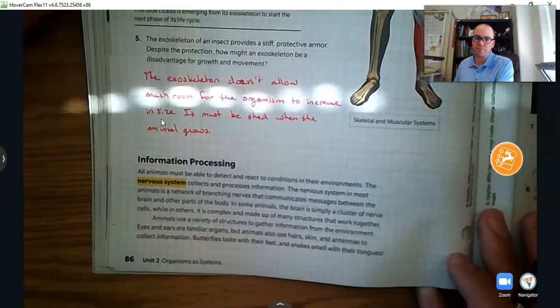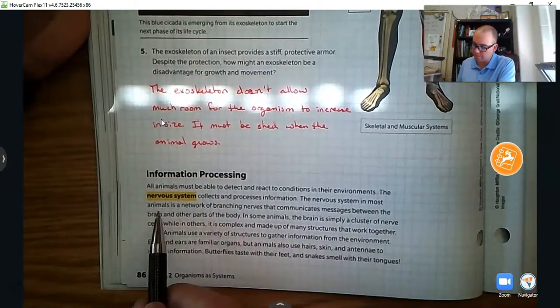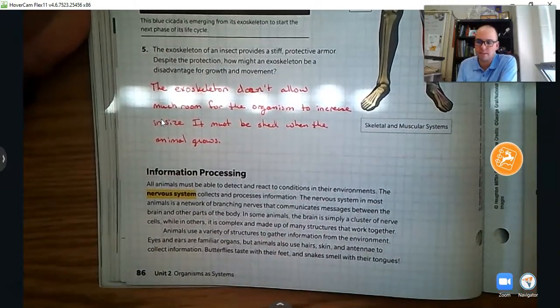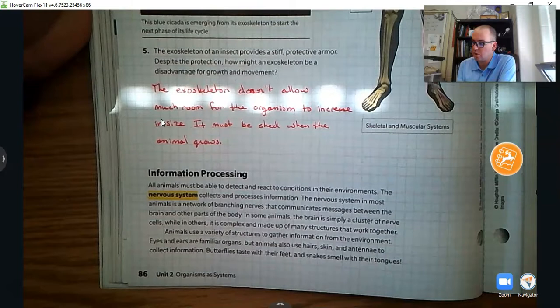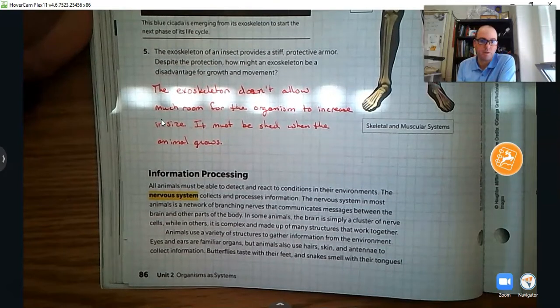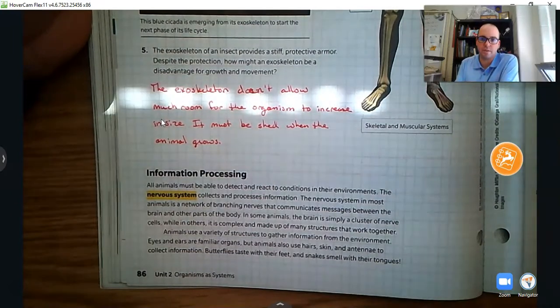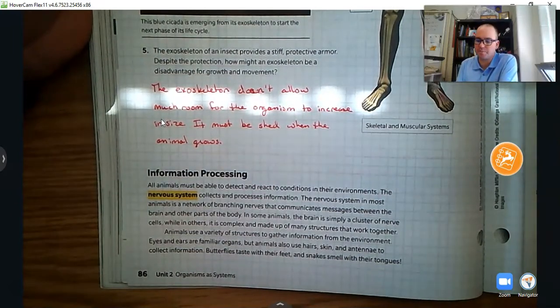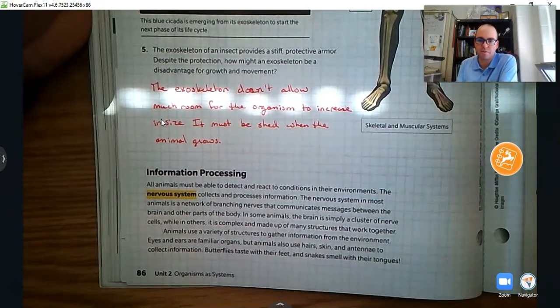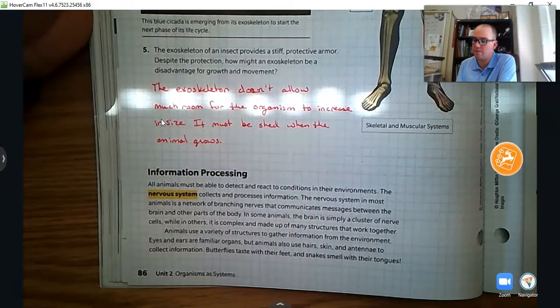There's also information processing. The nervous system helps with the information processing that happens. Many different animals have a nervous system. They look different in some cases. They don't all look the same. Not every animal has a nervous system like yours, with a brain, spinal cord, and nerves. They may have different types of nervous system, but they still do have a nervous system of some kind.